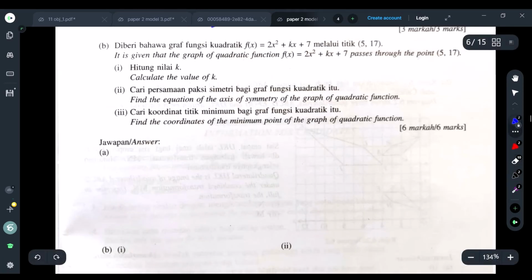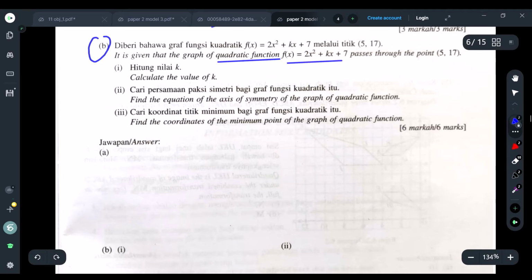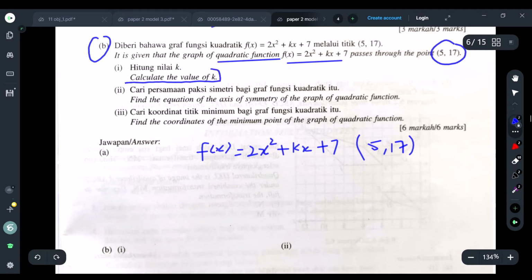For B, this one is a graph of a quadratic function, f(x) equal to 2x squared plus kx plus 7. It passes through this point, (5, 17). We are asked to calculate the value of k. Let's say the graph is like this, because a is positive, it smiles, so maybe the point is here.